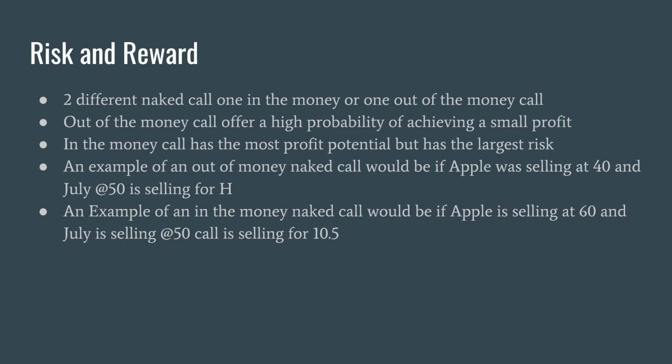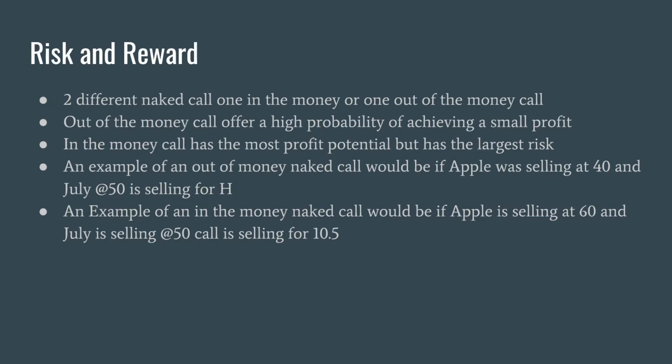One example of an out of the money naked call would be if Apple was selling at 40 and the July 50 call option is selling for a half. The call could be sold naked. The probability that Apple could rise to 50 by expiration is small, especially if there's not a huge amount of time left. But even if the stock rises 25%, or 10 points, to 50, the option will expire worthless. So in this scenario, the naked writer has a good chance of realizing a $50 profit, which is small.